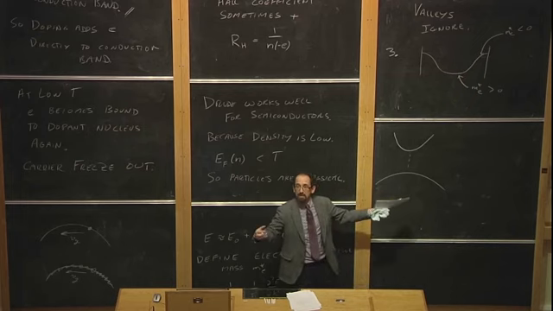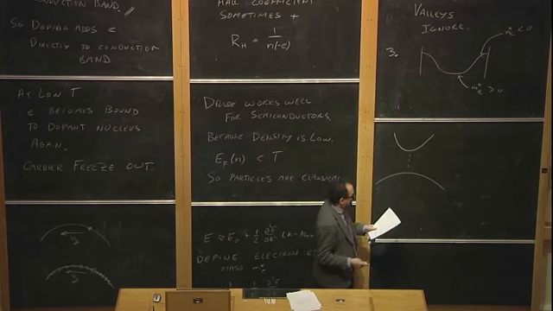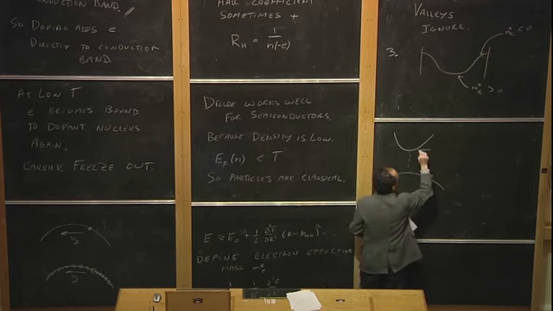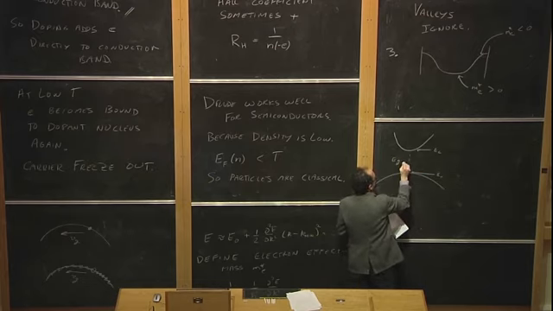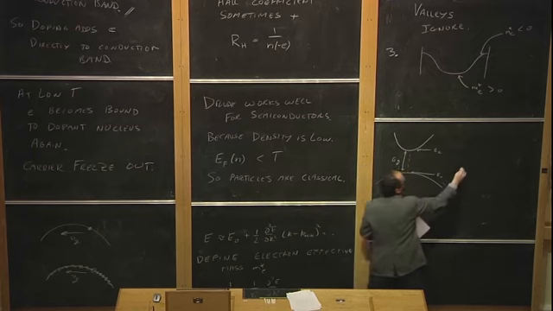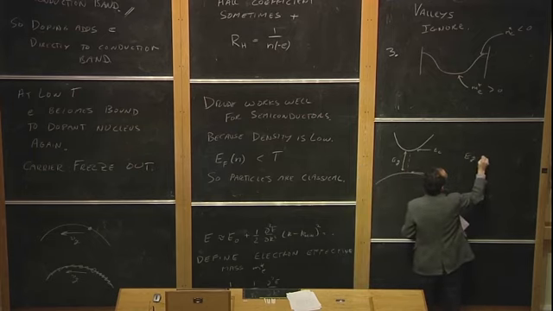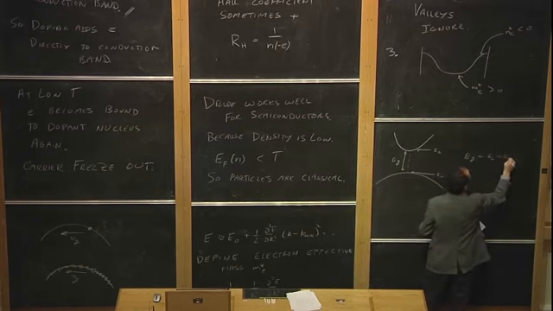The top of the valence band could be in a different place than the bottom of the conduction band. We'll call this energy E-conduction, EC for E-conduction. We'll call this energy EV for E-valence. This energy is E-gap, E sub G. And E-gap equals E-conduction minus E-valence.